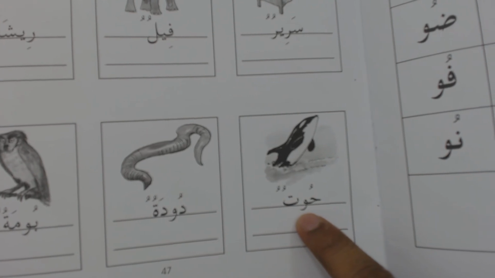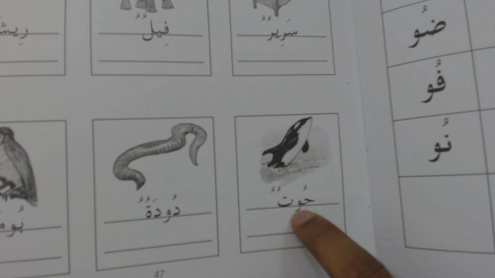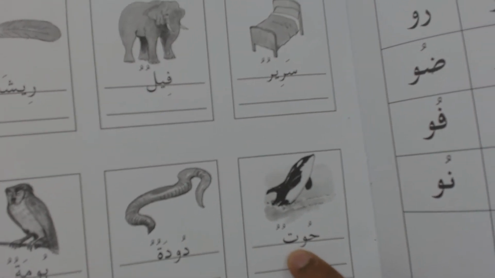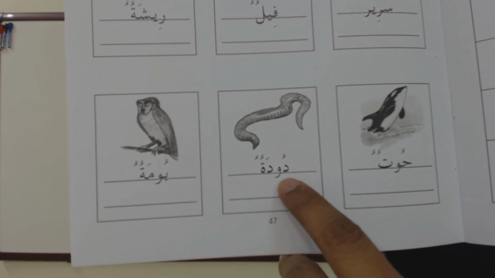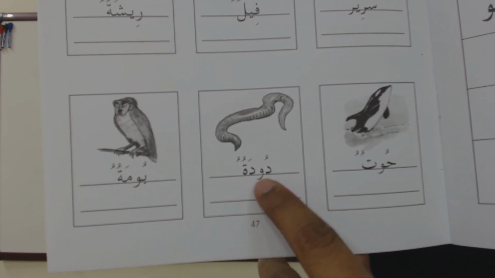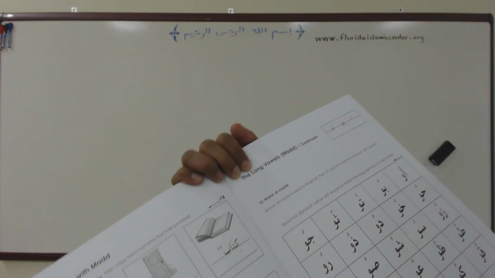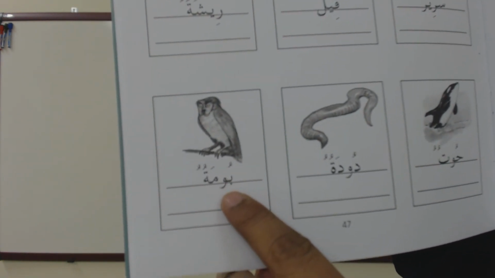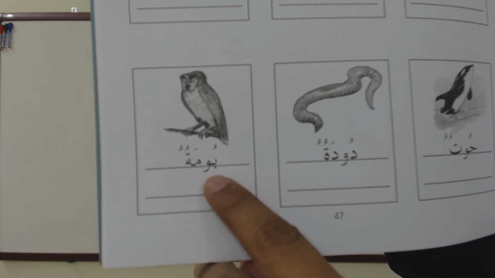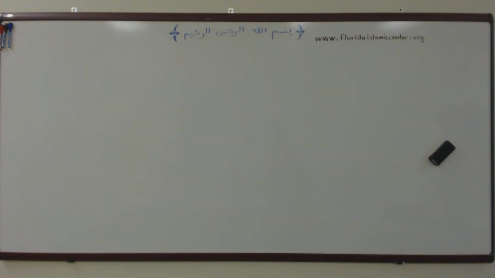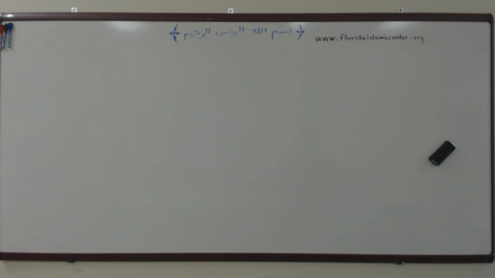A whale. Hutun. Good. Hutun is a whale. Good. Next. Dudatun. Okay. Dudatun is a worm. A worm. Next. Bumatun. Bumatun is an owl, right? An owl. So for homework, you have to practice reading these words.